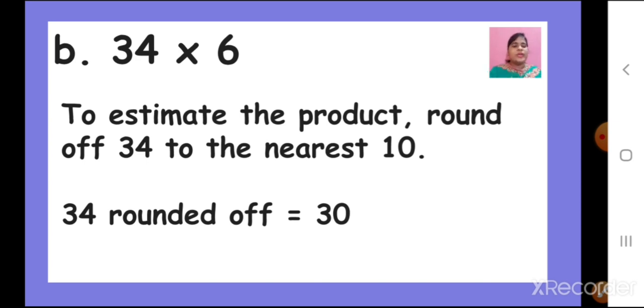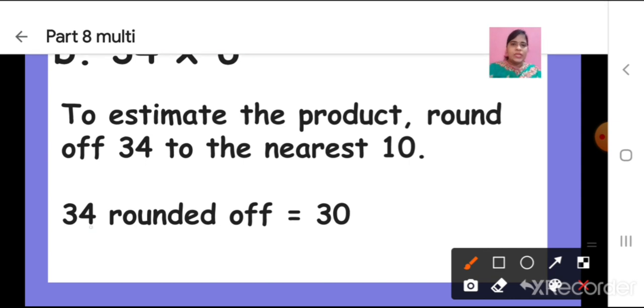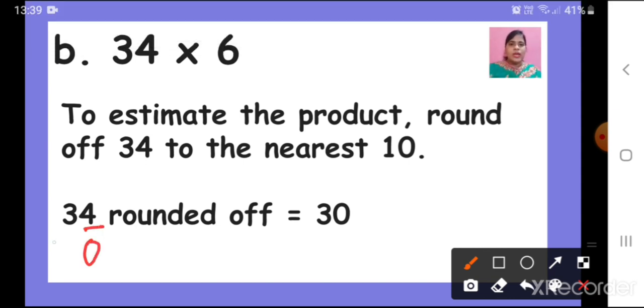So we are not going to round off it. So 34 when we are rounding off, it will become 30. 4 will become 0 and number 3 will not change because the number in the ones place is less than 5. It is 4. So it is not going to change. It will be as it is. So 34 when we round off, it will become 30. This is our first step.